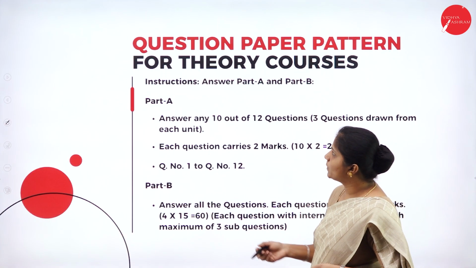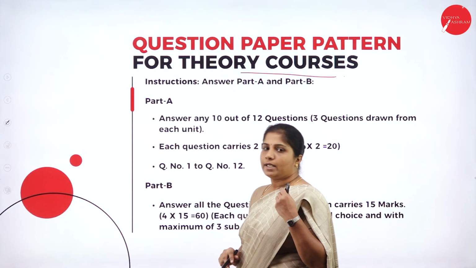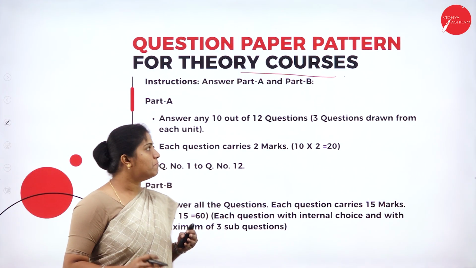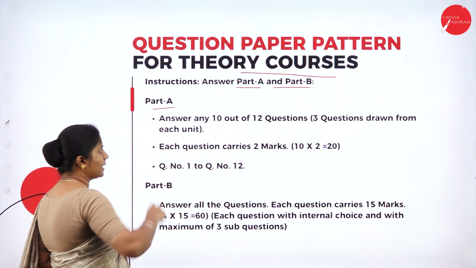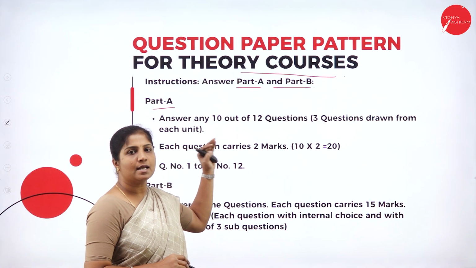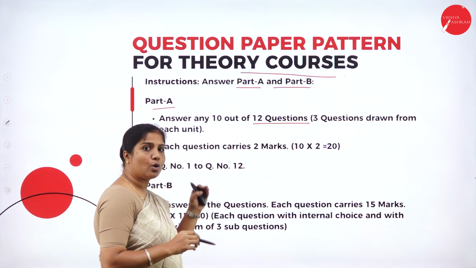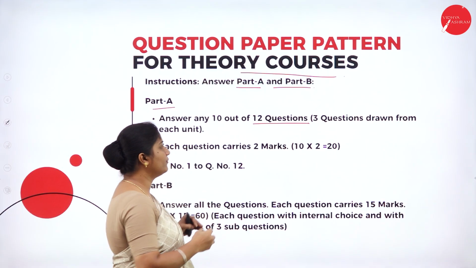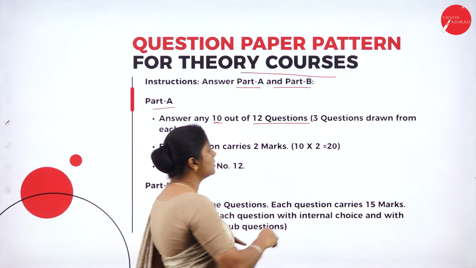So let us look into the question paper pattern for the theory exam. Here they have divided it into part A and part B, right? So what does part A contain? Part A contains 12 questions. Out of 12, you need to answer 10 questions. Each question carries 2 marks. How many marks? 2 marks.